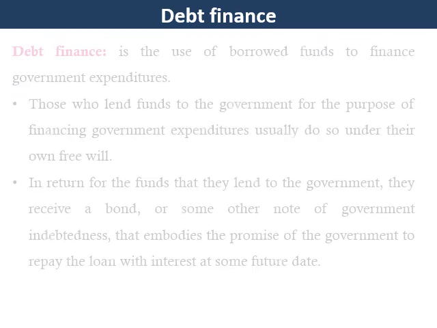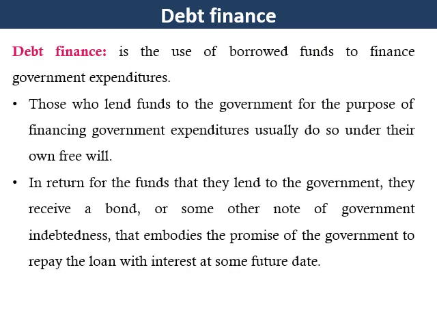Now let's move to the final form of financing public expenditure, which is debt finance. What is debt finance? It is the use of borrowed funds to finance government expenditure, which means that government borrow from individuals, firms, and maybe from banks. Then government will use these funds to finance their activities.